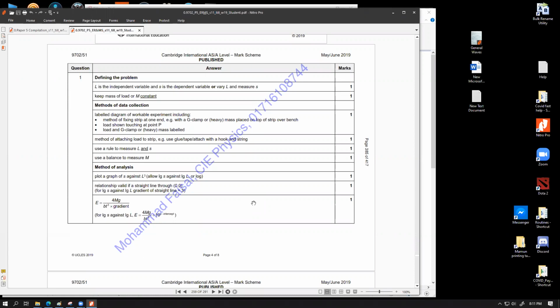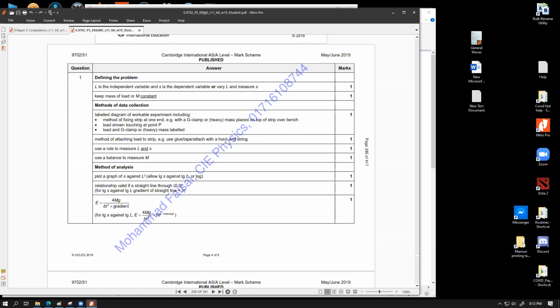So there should be a way for fixing the strip. We need clamp, load shown touching at point P. So touching at point P, that's the important bit. So how would you place exactly at the point P? Touching that point P, that's a bit difficult to have. For example, the method to attach the load to strip, example, use glue tape attached with a hook and a string. That's essentially what they said.